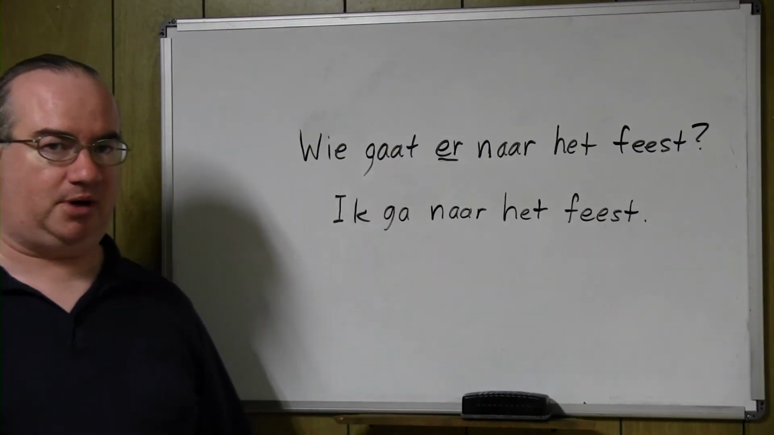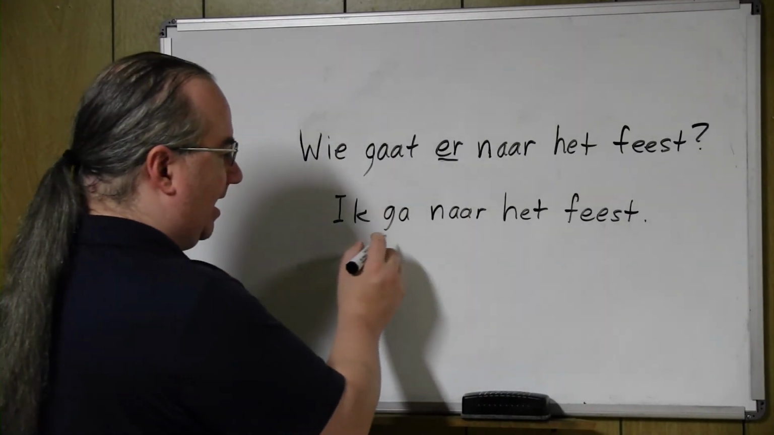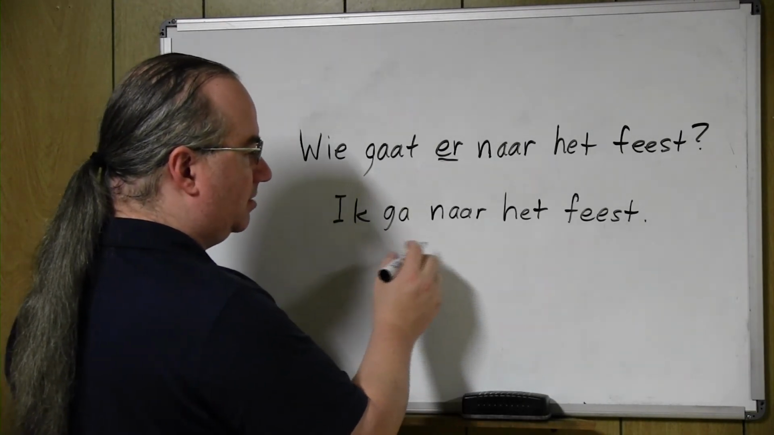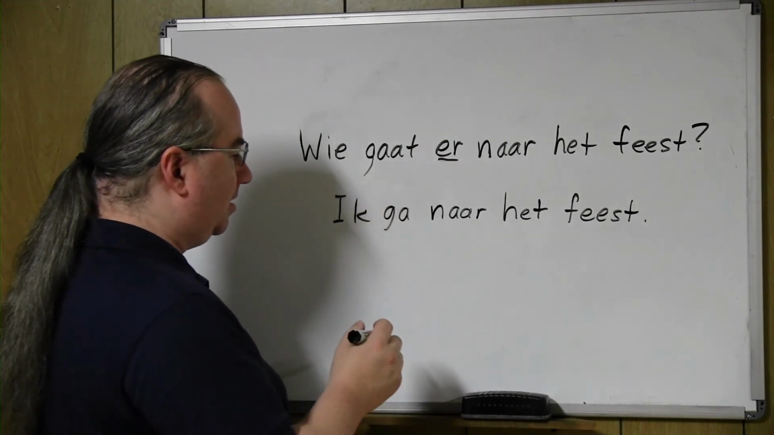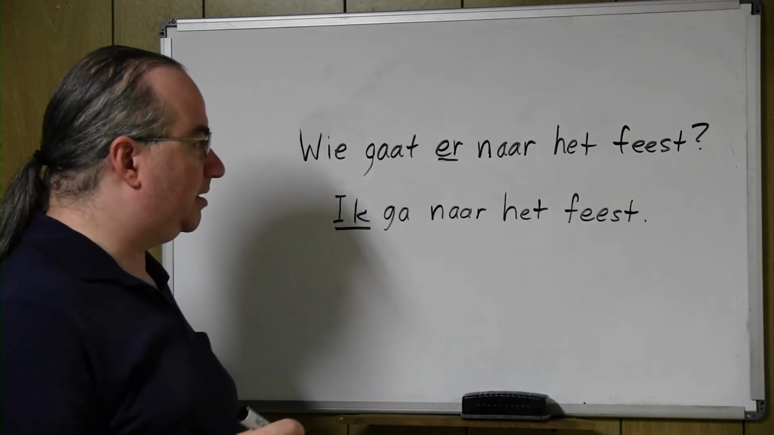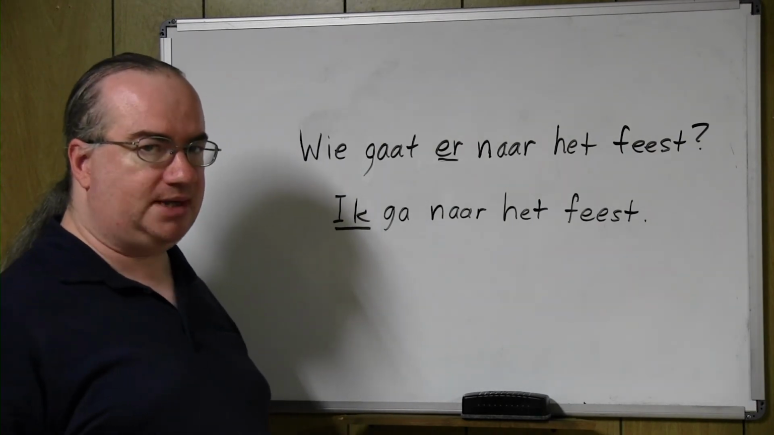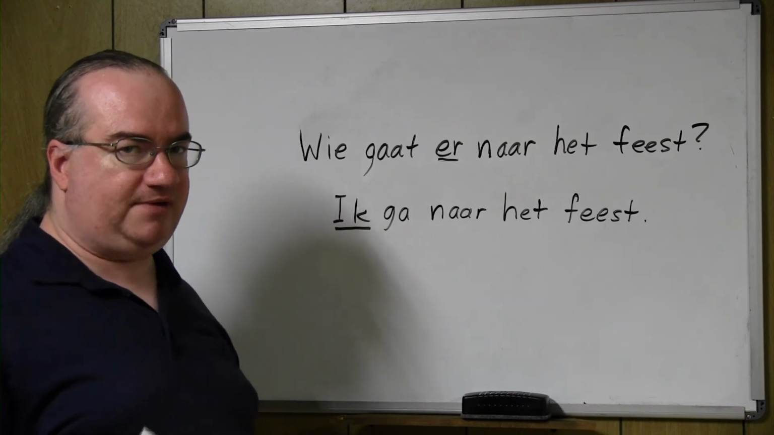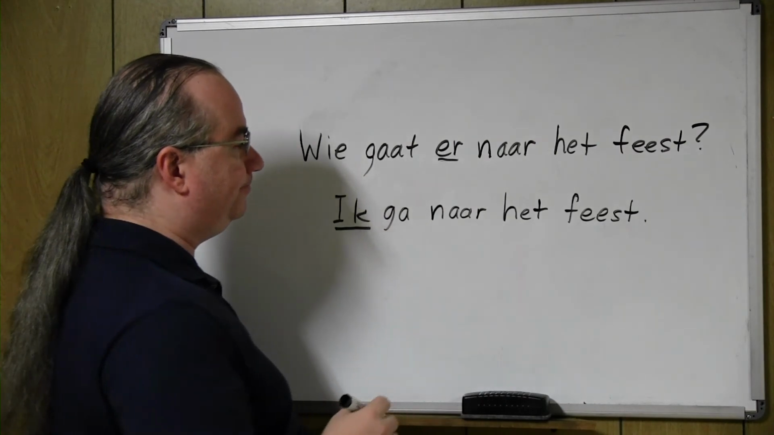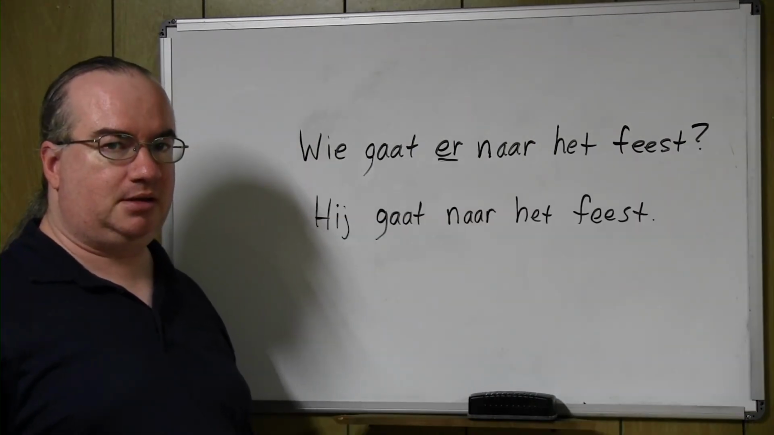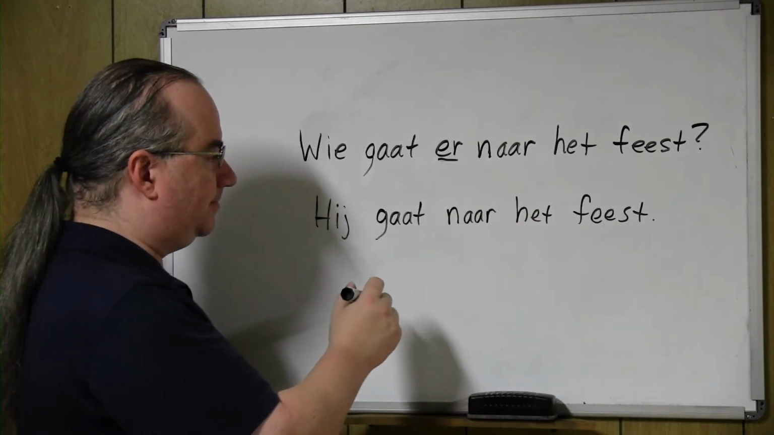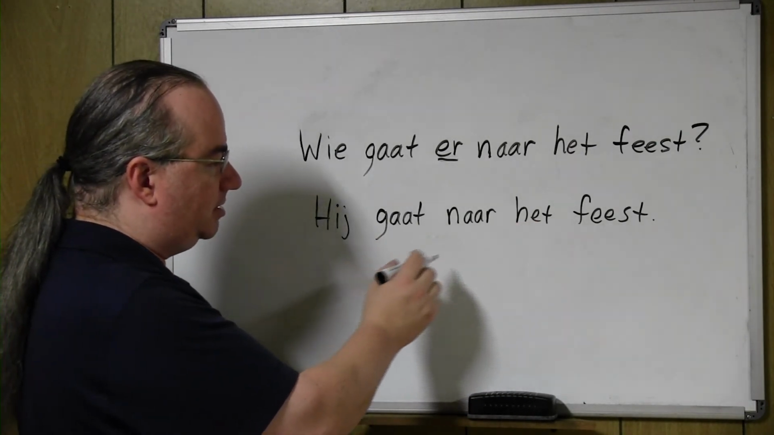Well, I am going to the party, so I would say, ik ga naar het feest. I am going to the party. Now check this out. Ik is the subject here. But when we say who is going to the party in Dutch, they feel the need to add a subject. And that's where er comes from. My friend is also going to the party, so I would say hij gaat naar het feest. For he is going to the party.